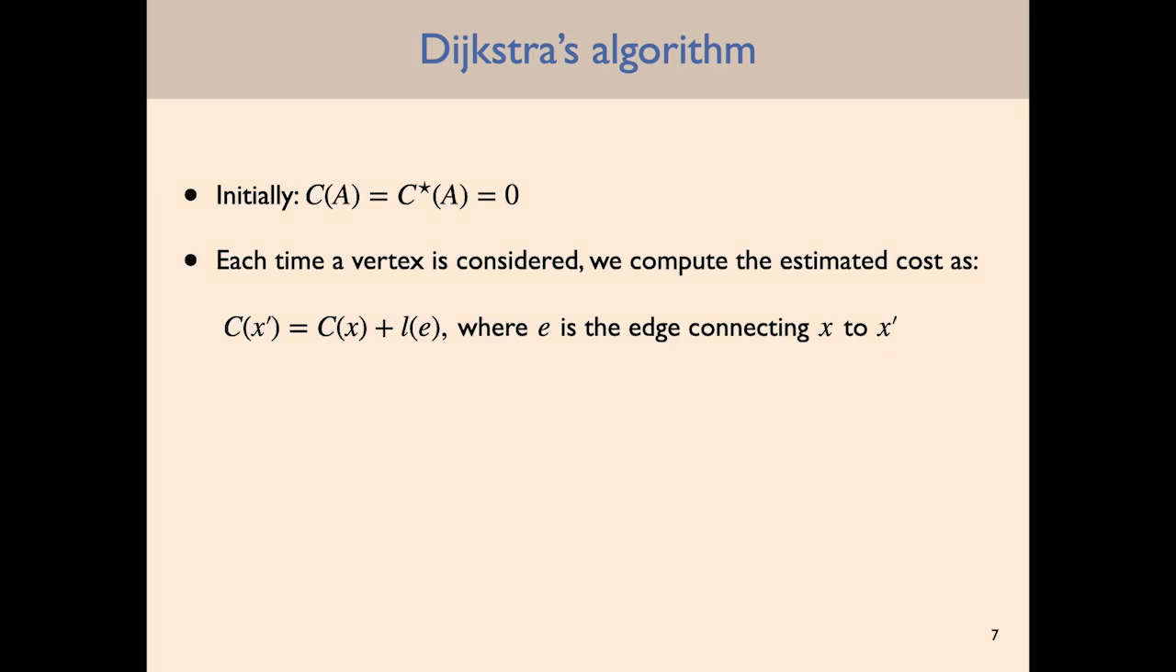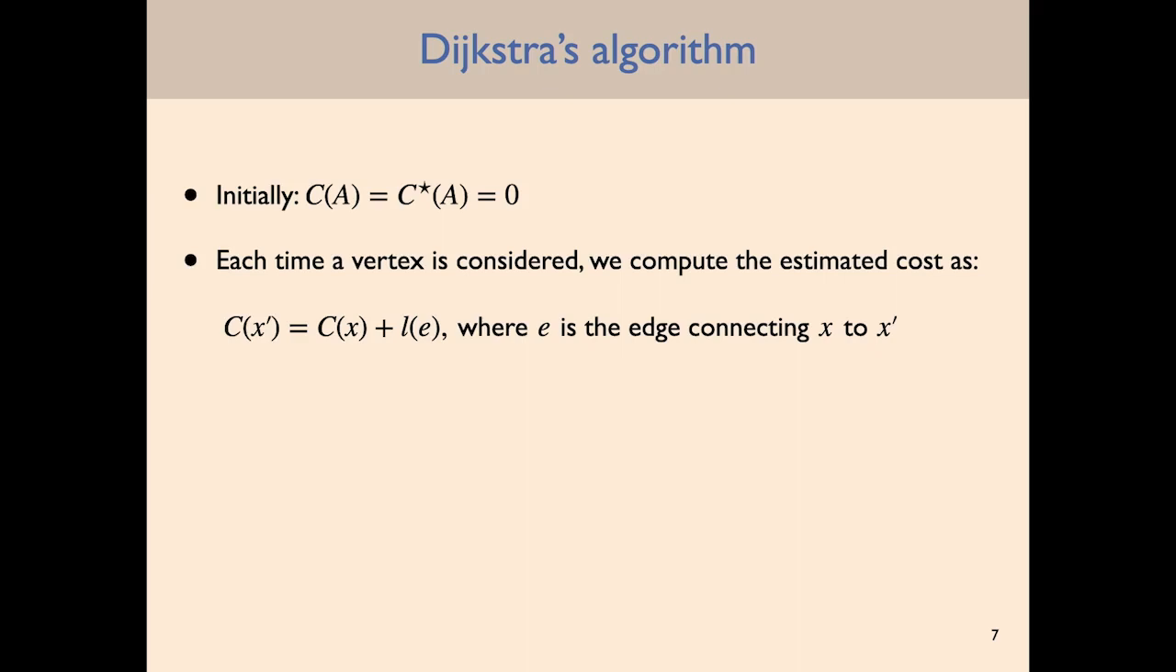And then each time a vertex is considered, each time we pull a vertex out of the queue, we're going to update the estimated cost to come. So C of x prime is going to be updated to C of x plus the cost associated with the edge that gets from x to x prime. If you remember the algorithm for BFS and DFS from the last lecture, we consider some vertex x that we pull out of the queue. We then look at its neighbors.